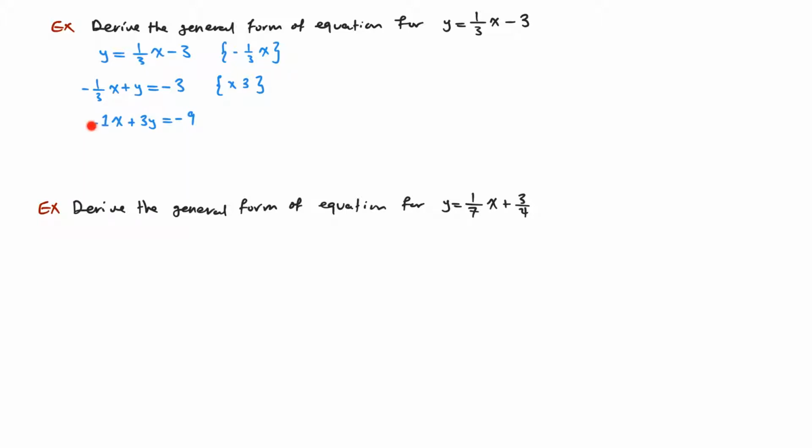Now, in this step, we can see that we have a negative integer here, and the a value needs to be a positive integer. So we multiply everything by negative 1. And we get negative 1 times negative 1 is positive 1. So I'll just leave that as x. Positive 3y times negative 1 is negative 3y. And negative 9 times negative 1 is positive 9. So this becomes x minus 3y is equal to 9.